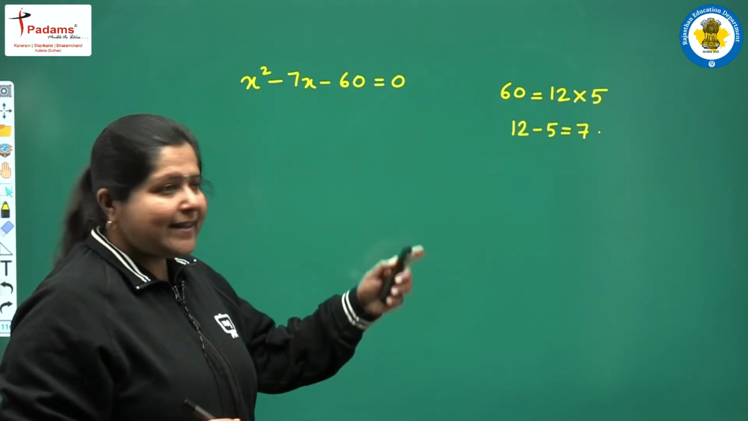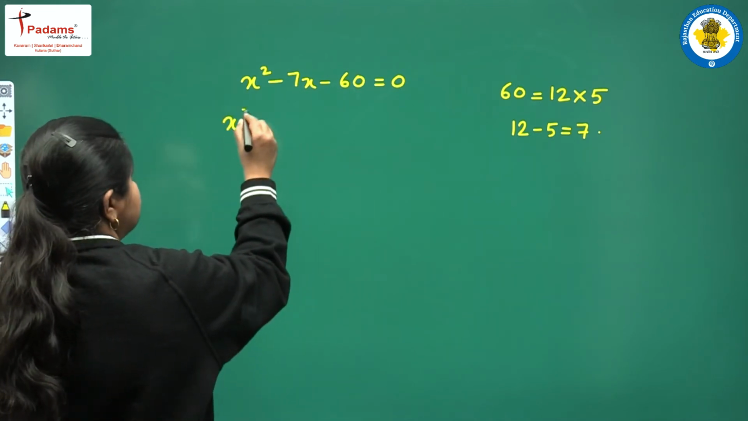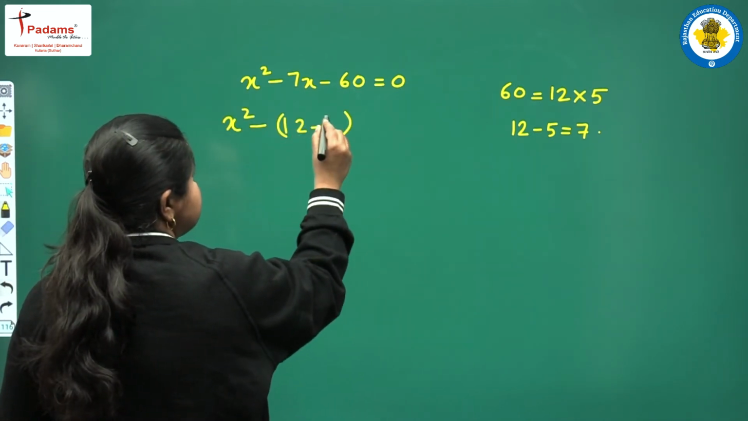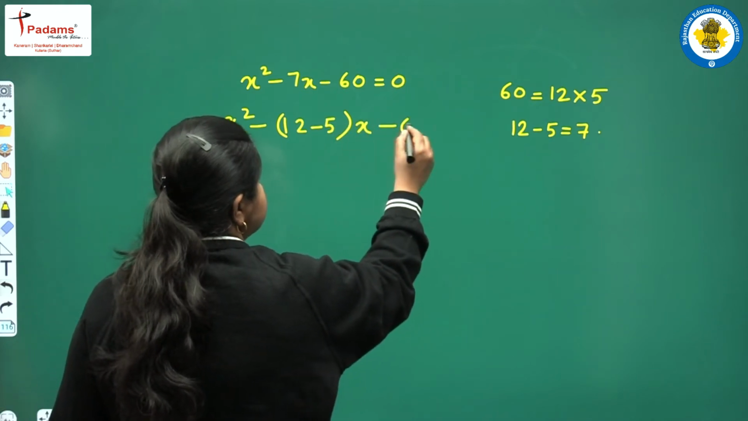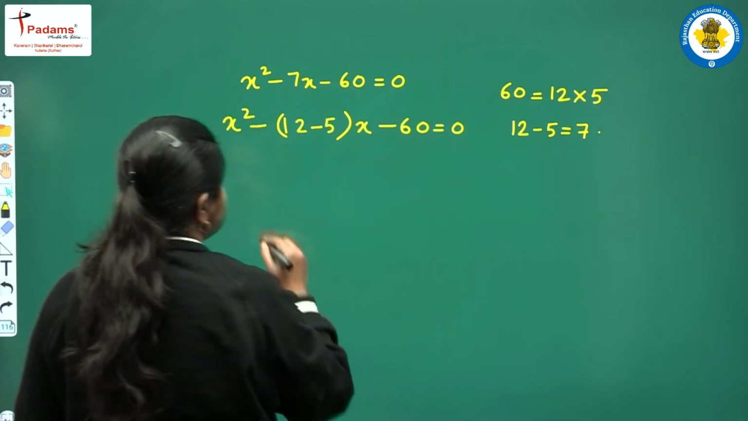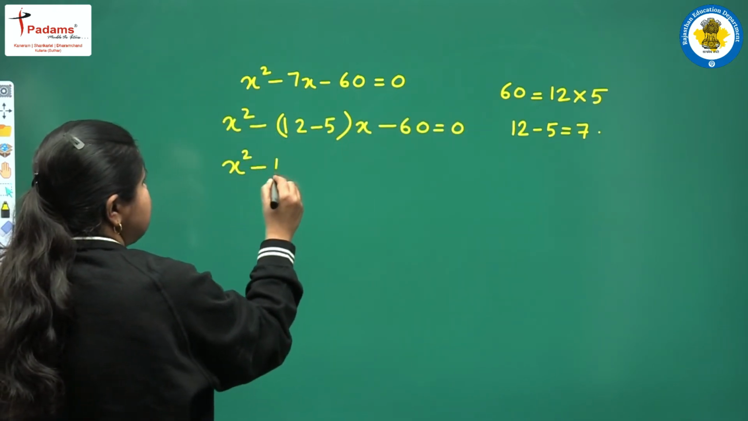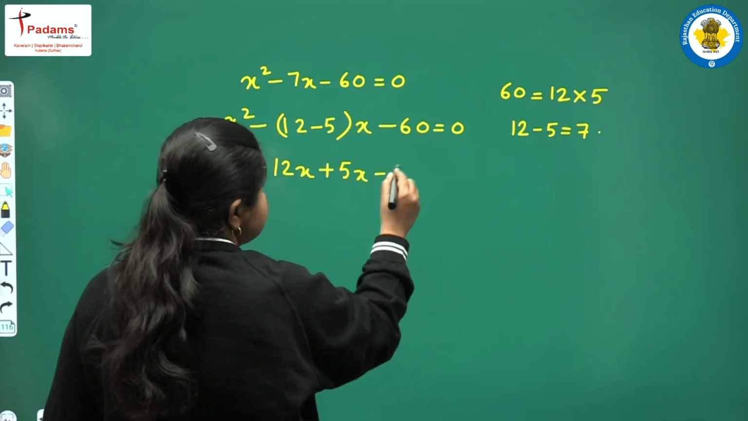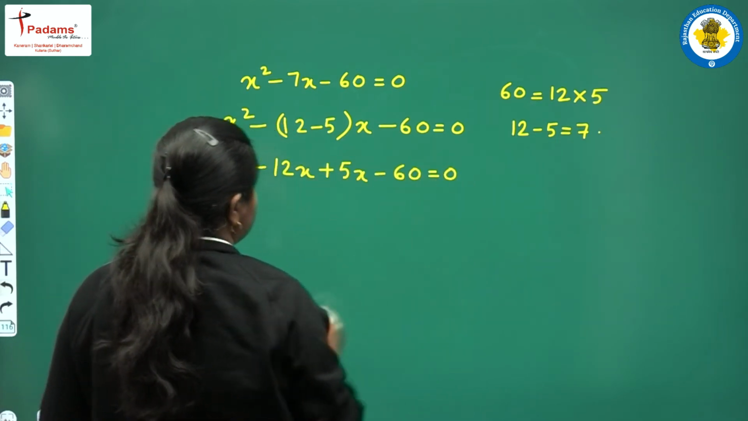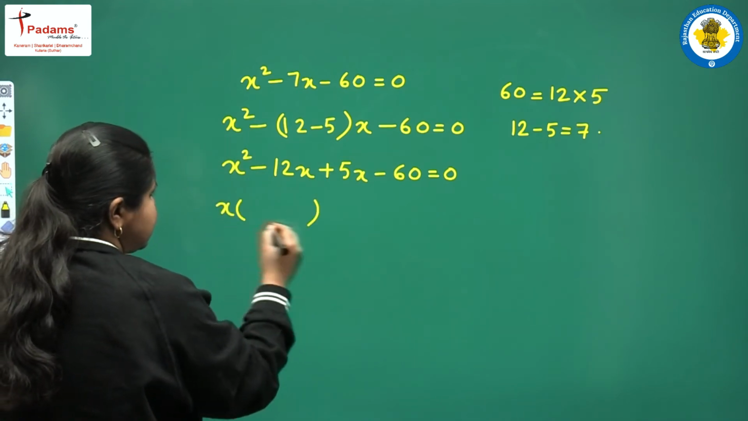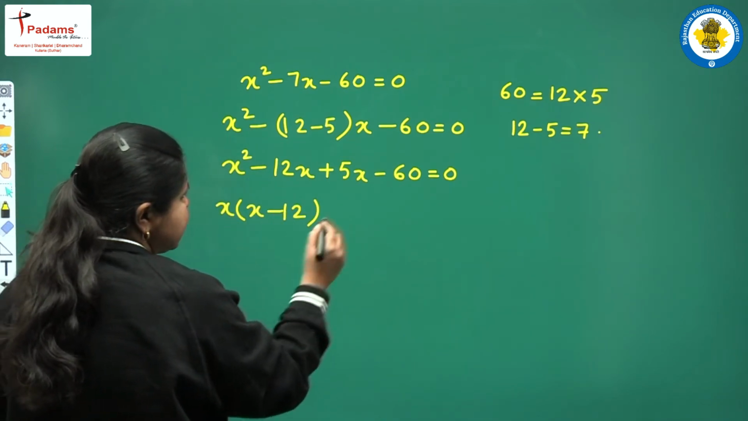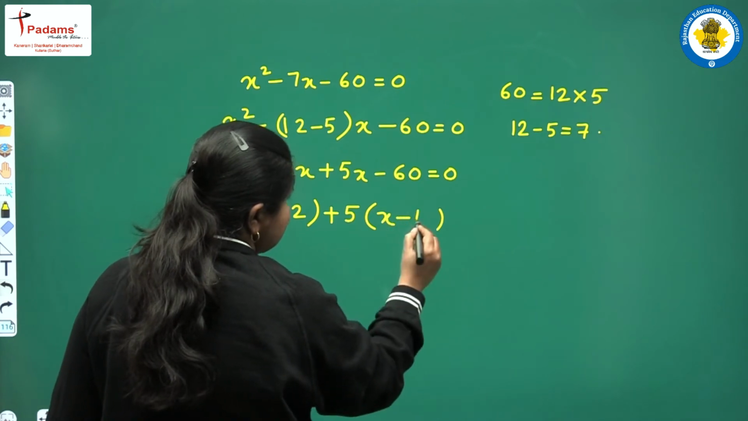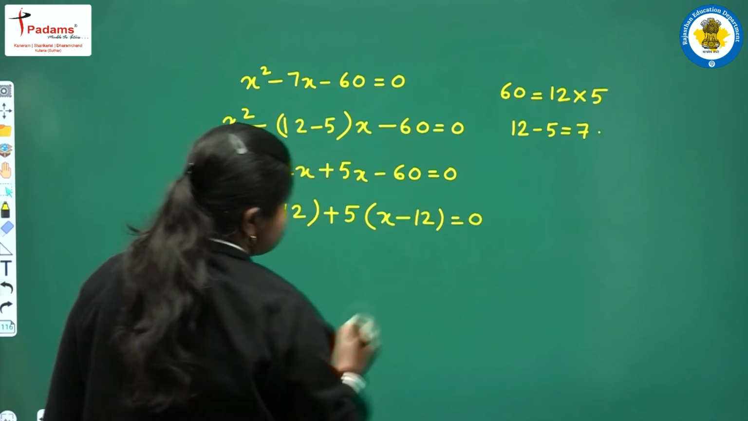So we can easily relate here x square minus, अब आप देखिए 7 की जगह हम लिख रहे हैं 12 minus 5 और साथ में x minus 60 equal to 0. This will give you x square minus 12x और ये minus minus plus 5x minus 60 equal to 0. Take the common factor out, x minus 12 will be left. Here 5 is common, take it out. x minus 12, 5 12s are 60, equal to 0.